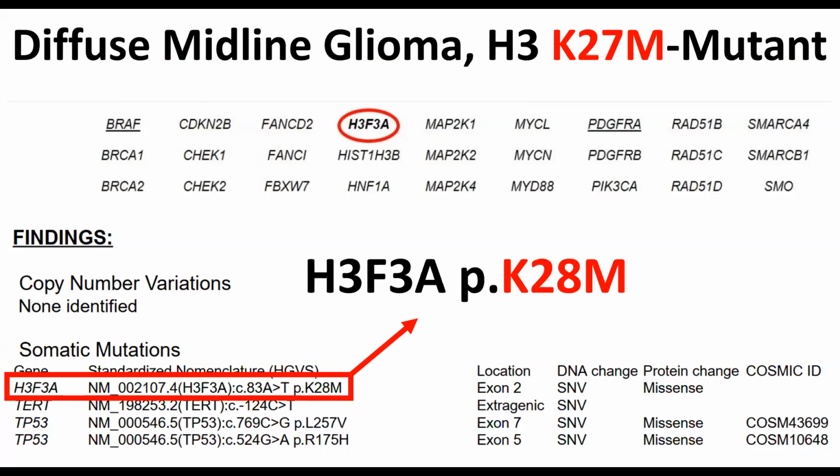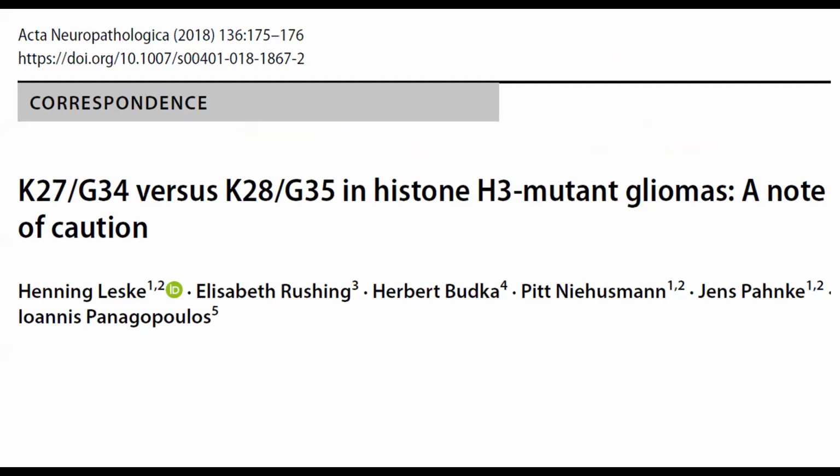It's the exact same thing with G34, all right? Diffuse glioma, H3 G34 mutant, which will be formally codified in the forthcoming WHO 2020. It's the same thing. The answer to the question is they are identical. It's the same mutation. They are not different. And you say, well, how can that be? It's two different amino acid residues.